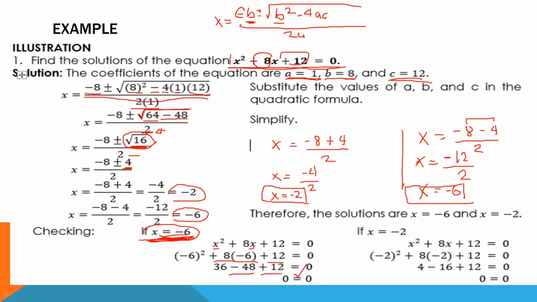So next is if x is equal to negative 2. So, we replace x again with negative 2. So, it becomes negative 2 squared plus 8 times negative 2 plus 12 is equal to 0. So, negative 2 squared is equal to positive 4. And then, positive 8 times negative 2 becomes negative 16. And then, plus 12 is equal to 0. So, let us simplify. 4 minus 16 is equal to negative 12. And negative 12 plus 12 is equal to 0. Therefore, the solution is correct.